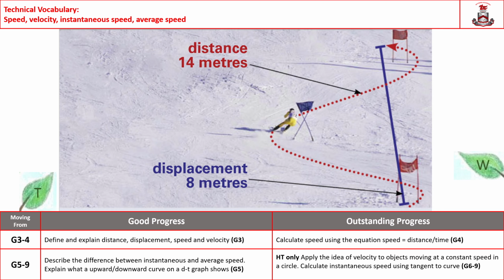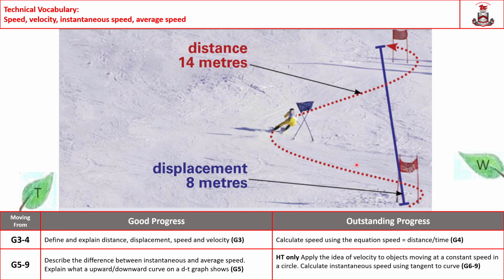Here we have the difference between distance and displacement. So if you look here, this guy's skiing, he's doing the slalom, so he has to go around this one, then he has to go around that one. It's like they have to weave in between the flags. Now, the distance he travelled was this red dotted line, so that person travelled 14 meters.